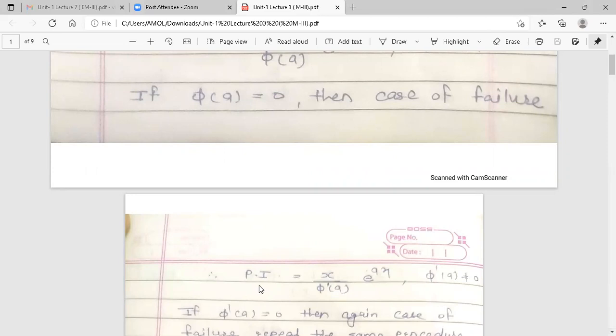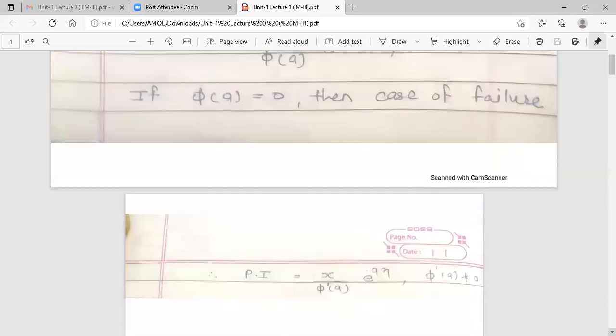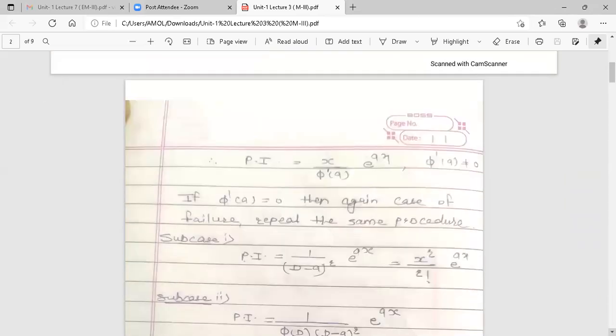Then the formula is: you multiply the numerator by x and then take the derivative of the denominator. Your denominator is phi of D, so the derivative will be phi dash of D. After taking the derivative of the denominator, you replace that D by a, so the term will be phi dash of a, and the function as it is, e raised to ax. So your PI is x upon phi dash of a into e to the power ax.